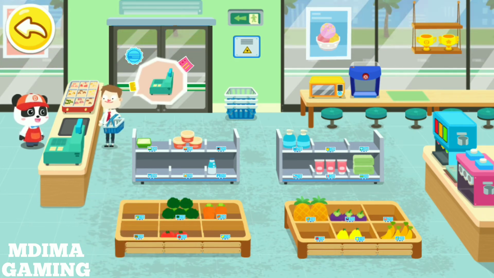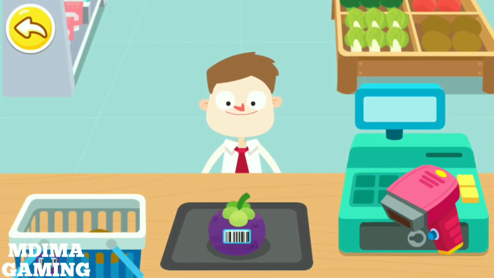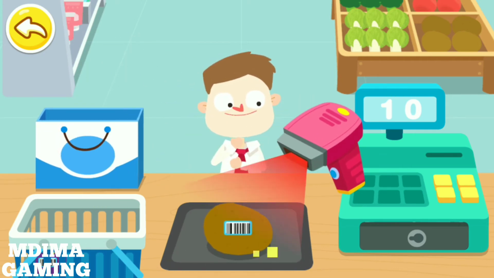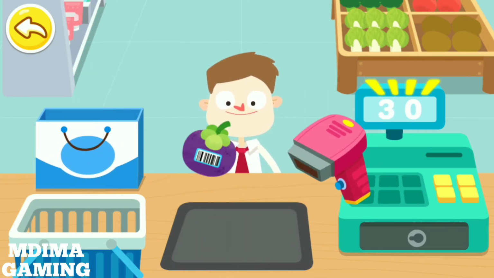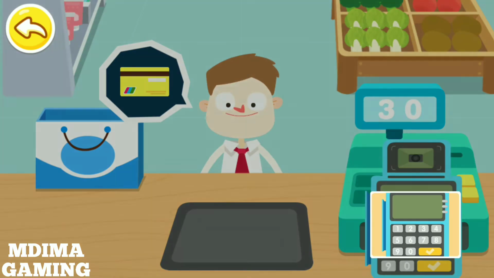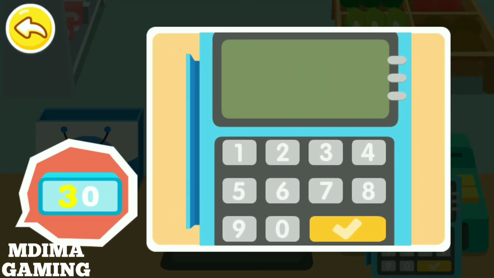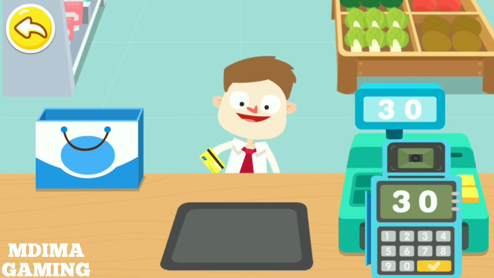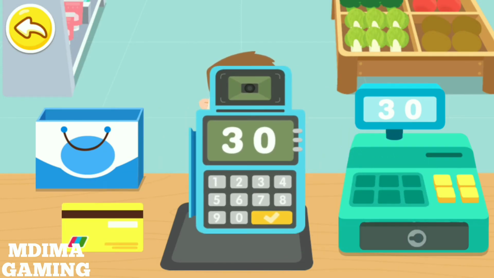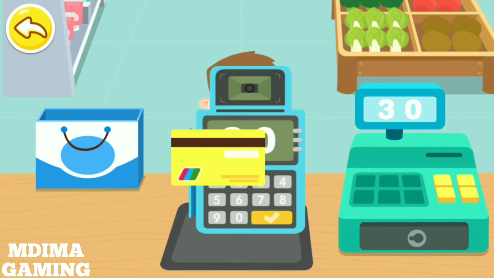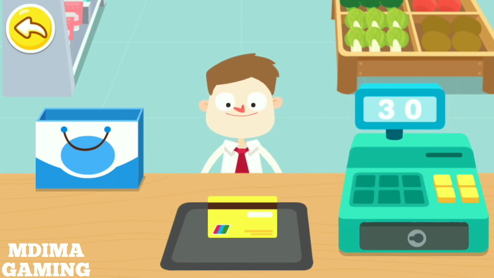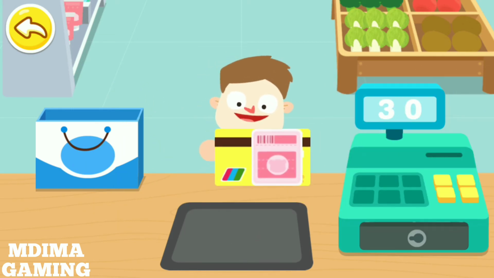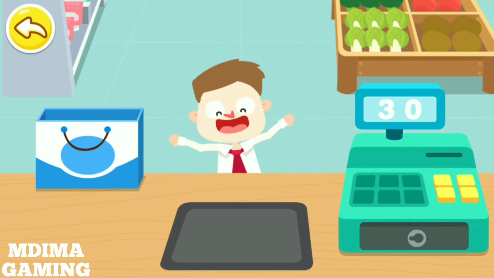The customer finishes shopping. Please check out the products. Scan the products. How would you like to pay? Enter the corresponding numbers according to the amount on the screen. Insert the card in a POS machine and complete the payment after swiping the card. Thank you, and have a nice day!